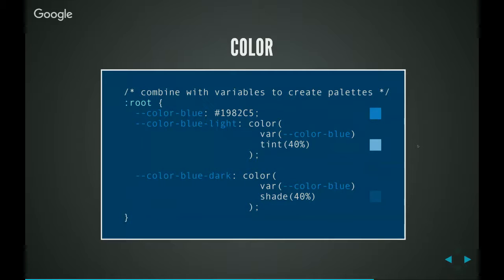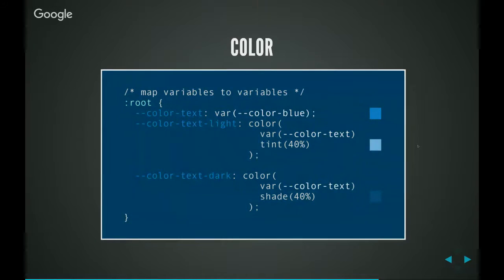So we can take our variables, and we can assign them to color blue, and we can start making palettes. So we can take color blue as a variable, and then we can pass that in as a new variable called color blue light or color blue dark, and actually set up entire palettes. And of course, then we can start mapping variables to variables where we're saying things like color text or color text light, and that's mapped to color blue, and then color text light is color text tinted and color text darkened.